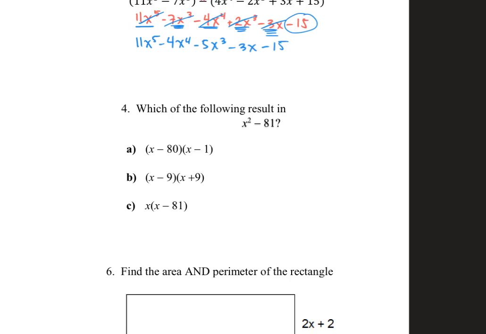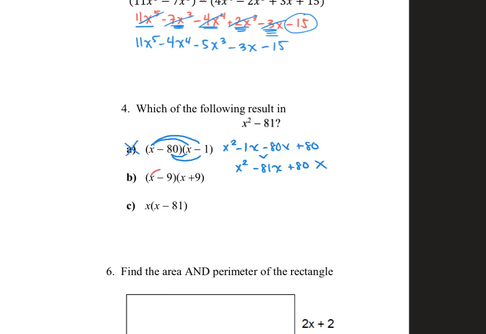All right, number 4, it says which of the following result in x squared minus 81? So what we need to do to determine this is we need to go ahead and multiply these out and see which one gives us x squared minus 81. So starting with a, I'm just going to use distributive property. So x times x is x squared. X times negative 1 is negative 1x. Negative 80 times x is negative 80x. And then negative 80 times negative 1 is positive 80. These two middle terms combine to make negative 81x. So it's x squared minus 81x plus 80. So it's not going to be a.